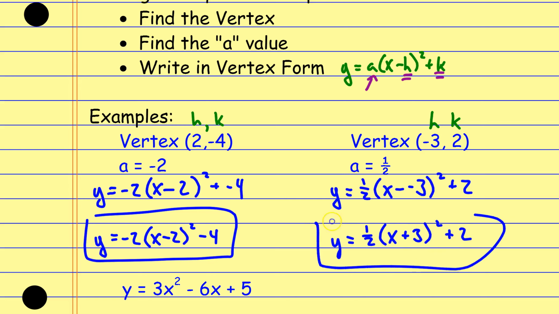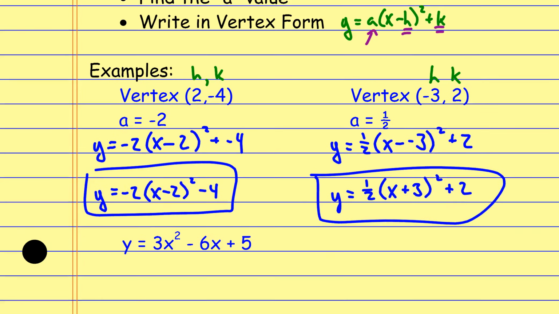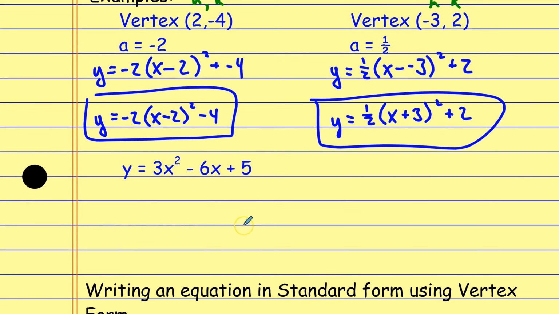Okay? This next one's a little bit tricky because I don't have the vertex this time. So I have to go finding the vertex. And when I look at this, this one's in standard form. Well, to find the vertex in standard form, I need the vertex and the a value here. The vertex in standard form, remember, I do the opposite of b over 2a. So in this case, the opposite of b is a positive 6 over 2 times a, which is 3. So now I have 6 over 6, which is 1.